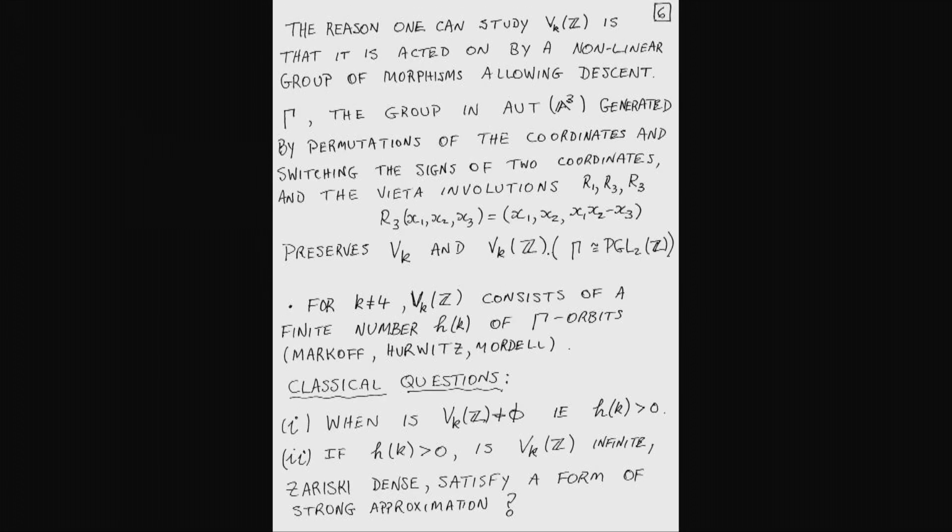Okay, so the basic classical questions that have been studied since Markov and Frobenius are, when is this non-empty? So for which k is this non-empty? Or saying, when is this class number, I'll just call it a class number, it's just the number of orbits, there's no class group here, when is this class number positive? If it's infinite, is it Zariski dense?